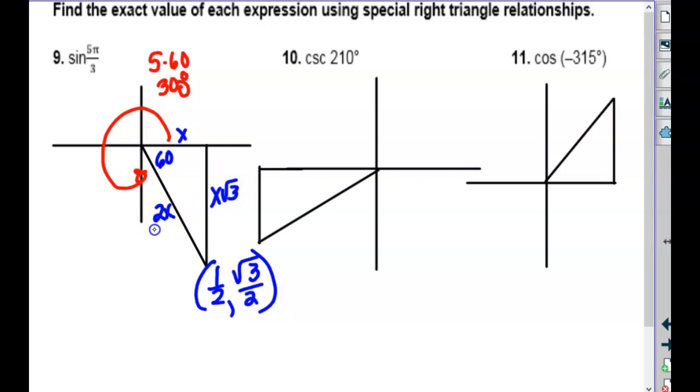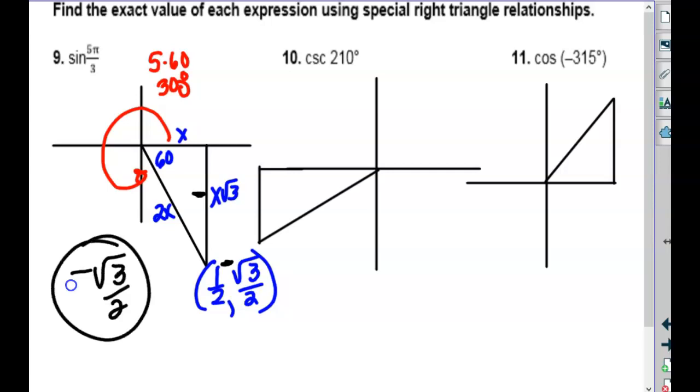What am I messing up? I didn't do something. What quadrant are we in? Yeah, this one is negative, right? So the sine is the y, the sine is negative square root of 3 over 2. If you had a unit circle in front of you, all you had to do was find 5 pi over 3 and tell me the y coordinate, yes?